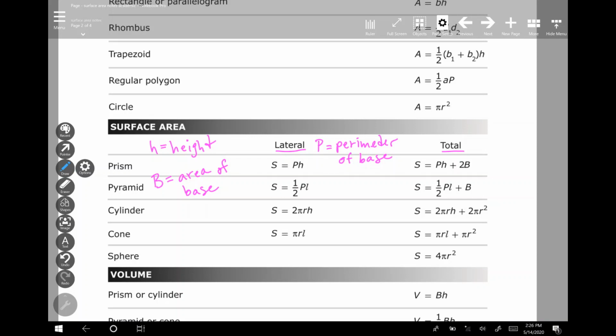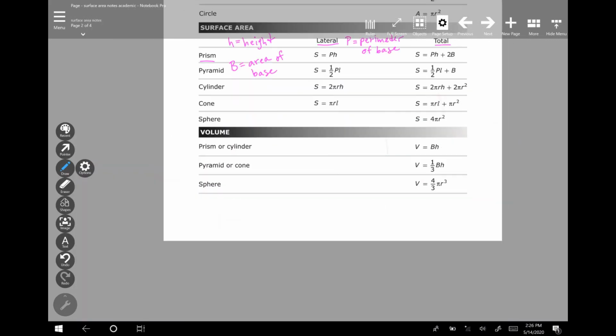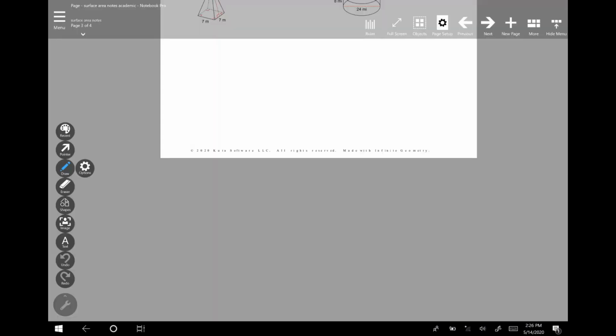Okay? So H is height, P is perimeter of the base, big B is area of the base. So that's for prisms. I'm going to start with prisms right now. And then we're going to come back up here for pyramids, cylinders, cones, and spheres. Okay, so next page.